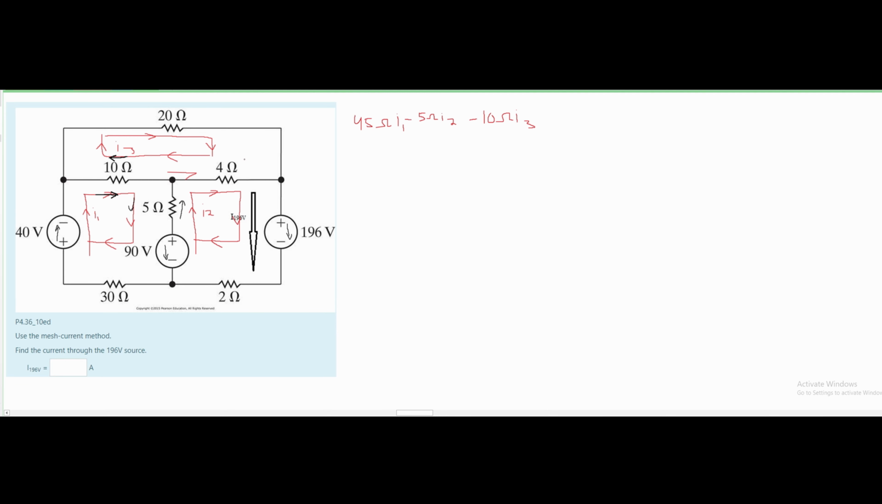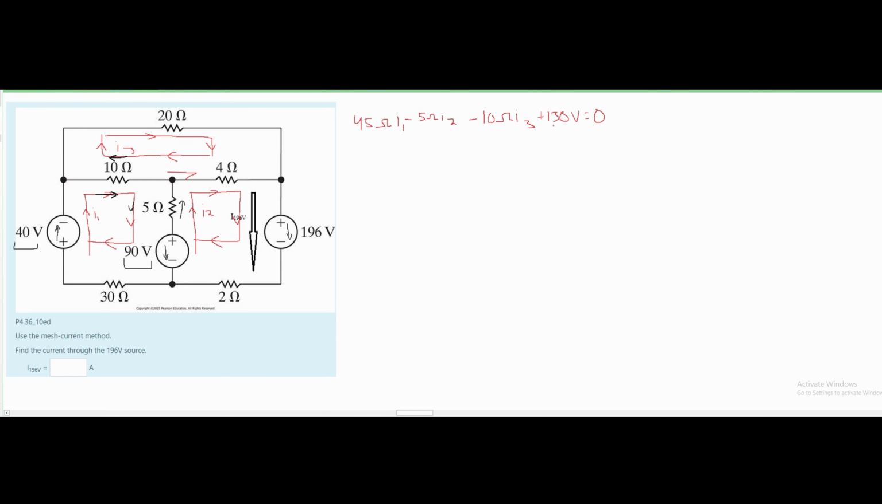And this is not it. We're almost done, but we have this 40 volts right here. We also have this 90 volts right here. This 40 volts is going in the same way as our current, and so is this 90 volts. So we can just add them together. That's going to give us 130 volts. We'll just do a plus 130 right here, and this is in volts, set equal to 0.